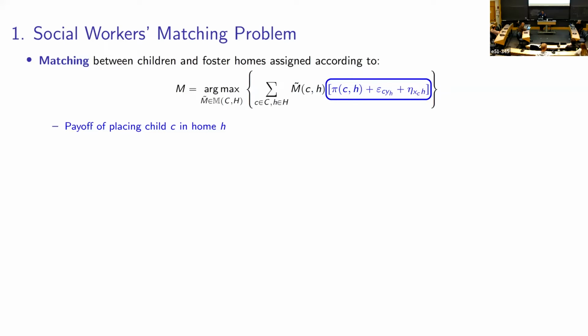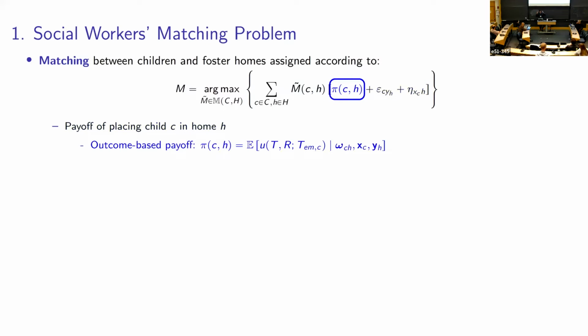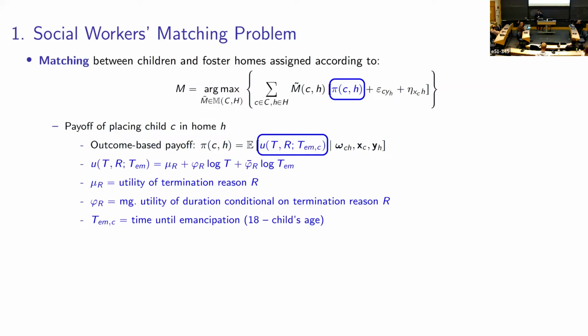The first component is going to be pi, what I can think of as the outcome-based payoff. This is going to be the expected utility of the realized outcome, and this is the utility function that I want to estimate: how much can I see from the data that these guys act as if they care what happens at the end of the placement? This is going to have 3 key parameters. So mu is the utility of a termination reason, so whether they like placements being disrupted, or they dislike them, and phi is the marginal utility of duration.